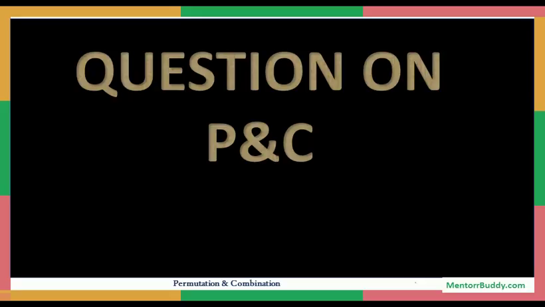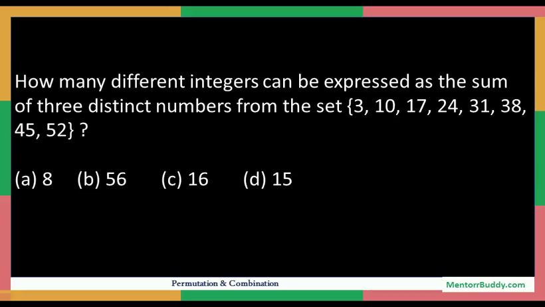Today we are going to discuss a question based on permutation and combination, that is PNC. Coming directly to the question, it says: how many different integers can be expressed as the sum of three distinct numbers from the set 3, 10, 17, 24, 31, 38, 45 and 52? The listed options are 8, 56, 16 and 15.